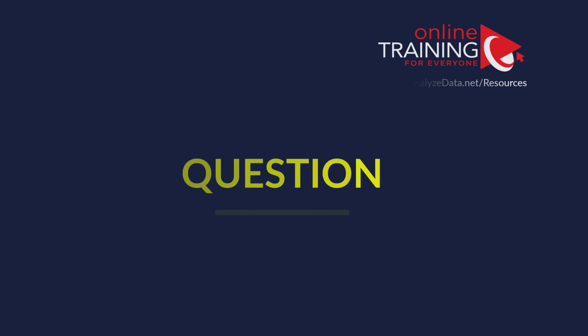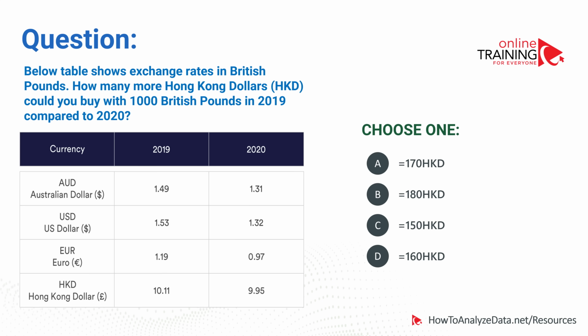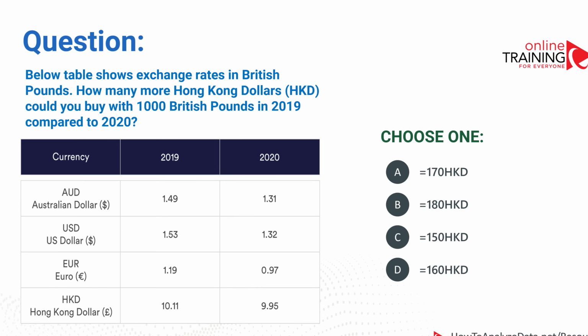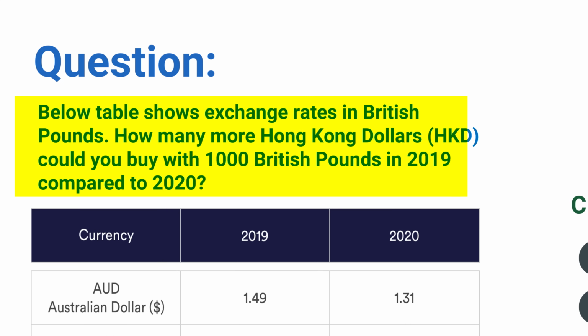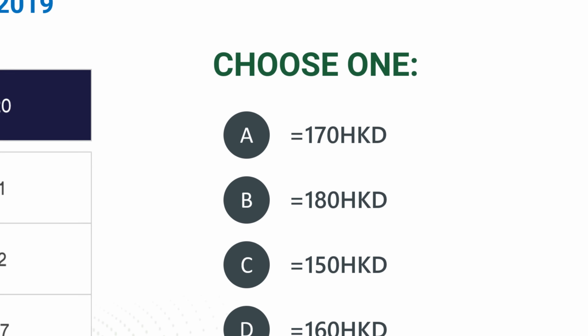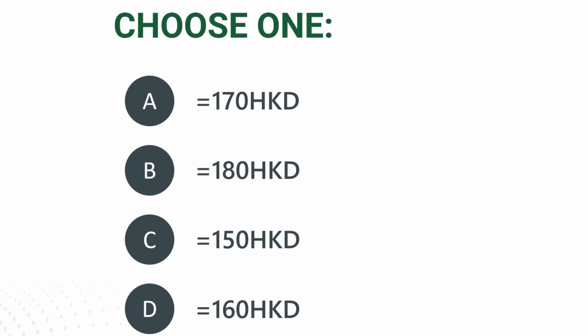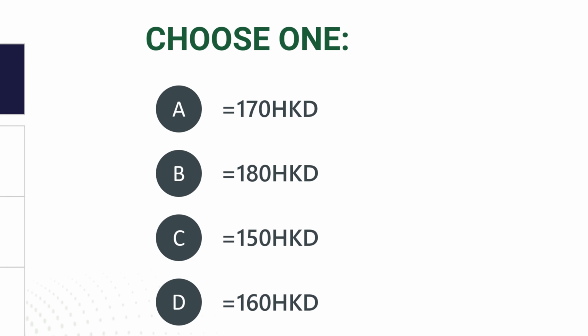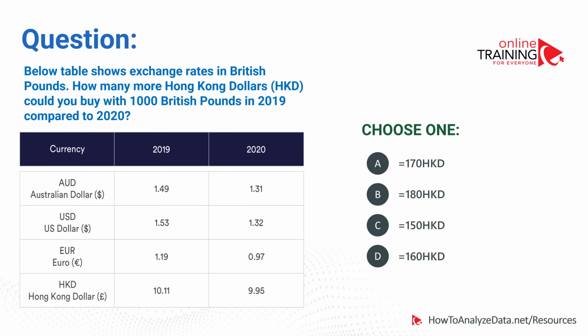Let's look at the assessment test question you might get as part of the aptitude test when you're applying for managerial positions or positions with financial institutions. Below table shows exchange rates in British pounds. How many more Hong Kong dollars could you buy with 1,000 British pounds in 2019 compared to 2020? And there are 4 choices: 170, 180, 150, and 160. What do you think is the correct answer here? Let's take a look.